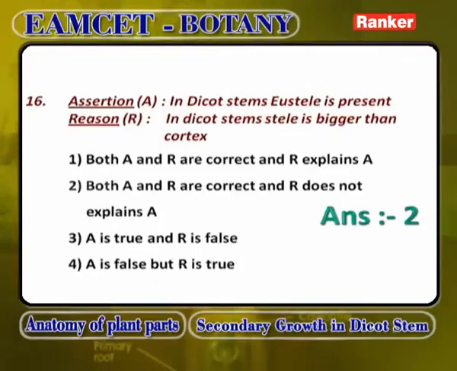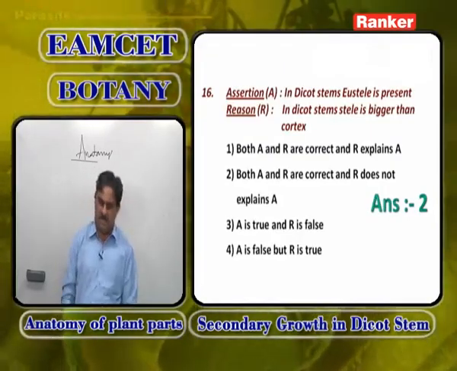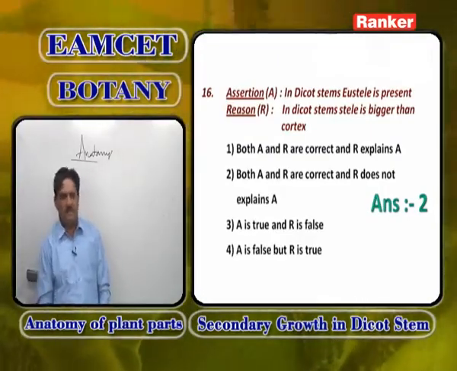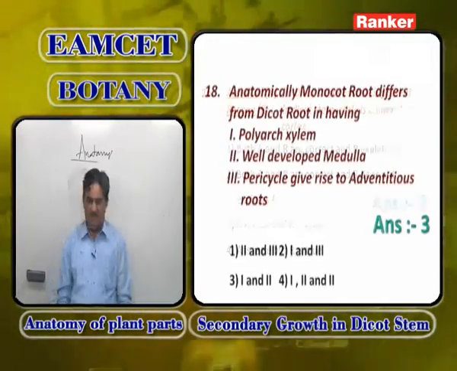In a dicot stem, eustele is present is correct: limited number of vascular bundles arranged in the form of a ring. In a dicot stem, stele is bigger than cortex is correct, but it is not related to the assertion. So, A and R are correct. R is not the correct explanation of A.